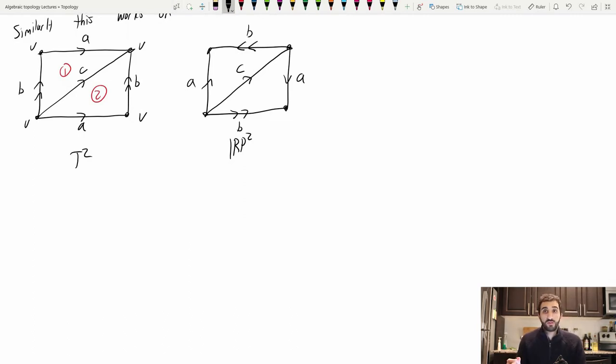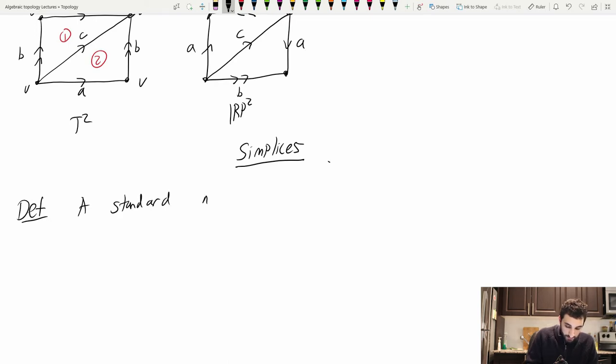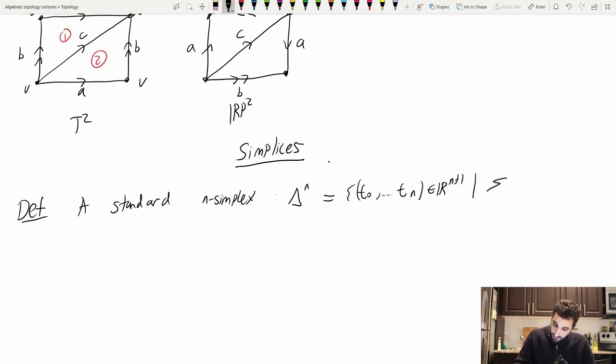Our first order of business is understanding these triangles. We're going to put a little more structure on them. These are simplices. Here's a definition. A standard n-simplex delta n is the space of points (t0 up to tn) in R^(n+1) so that the sum of the ti's is equal to 1 and ti is greater than or equal to 0 for all i.